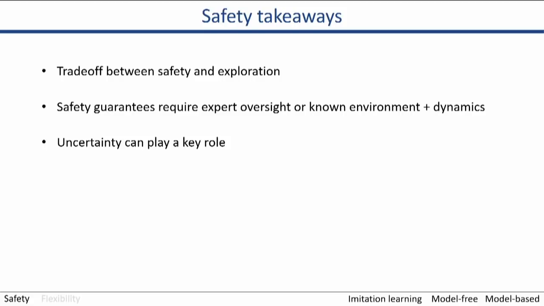Another takeaway, which I talked about a bit earlier, is that safety guarantees require either an expert to always be there, ready to take over, or a known environment plus known dynamics. Besides that, I doubt that you can actually get any guarantees. And the last thing is that I think uncertainty can play a key role. If your agent doesn't know what to do, that can still inform it about what's better and what's worse. It can at least try to do things that aren't horrible.